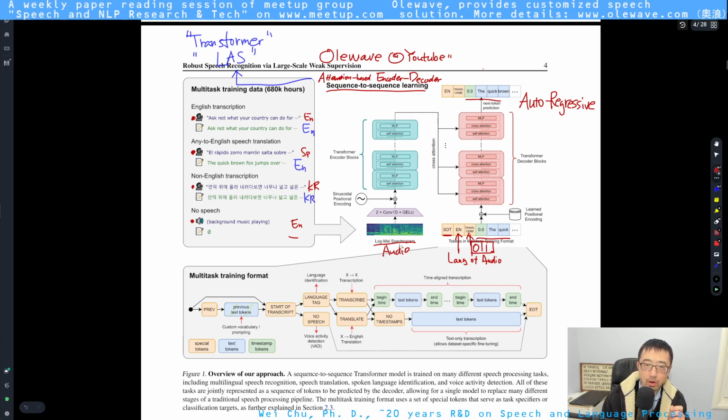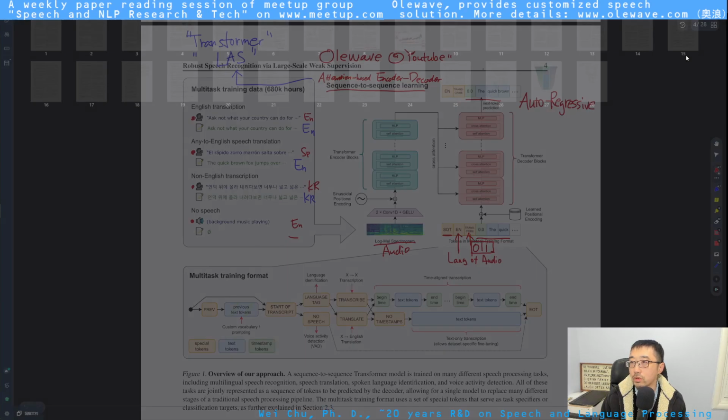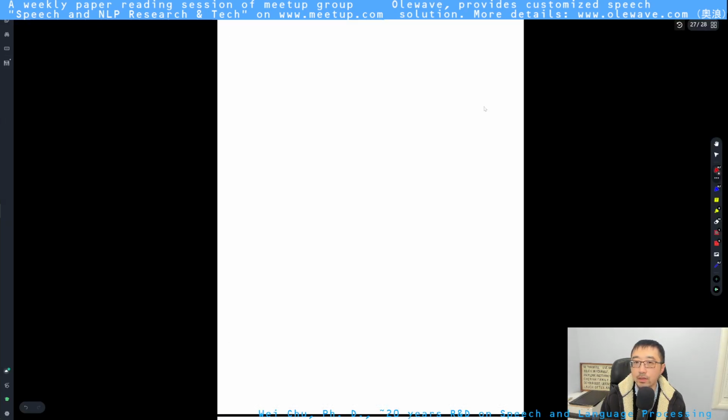And you can see for the audio-wise, it's actually from the multitask training data. The audio could be English, the text could be English, and the audio could be Spanish, text could be English. In this case, this is a translation scenario. And also they have the non-English transcription. This is a Korean case, and the no speech scenario. And this is the distribution of their training data.